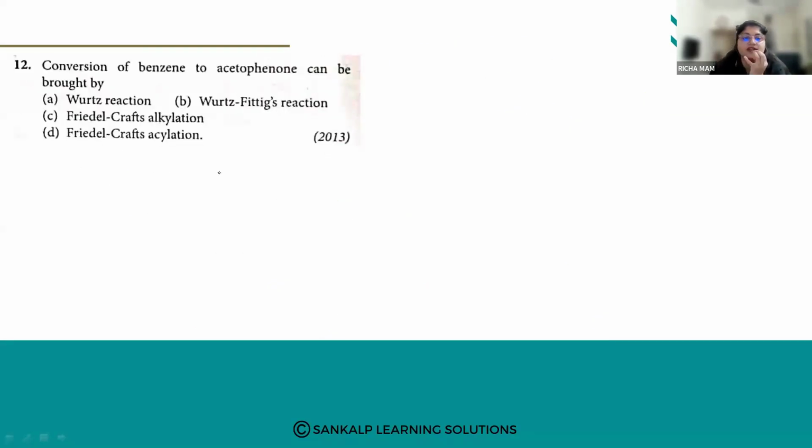Next one, conversion of benzene to acetophenone can be brought by... conversion of benzene to acetophenone. So acetophenone is like this.